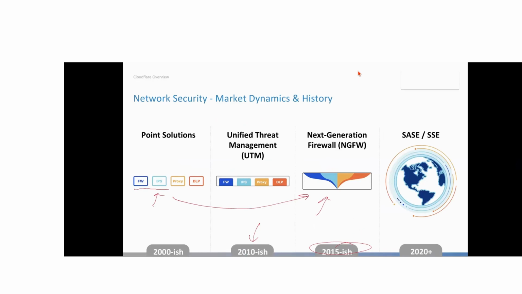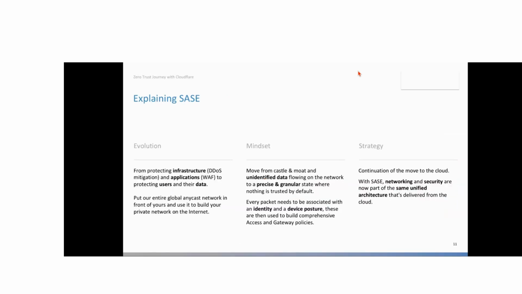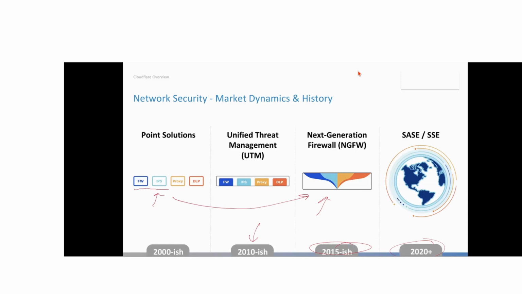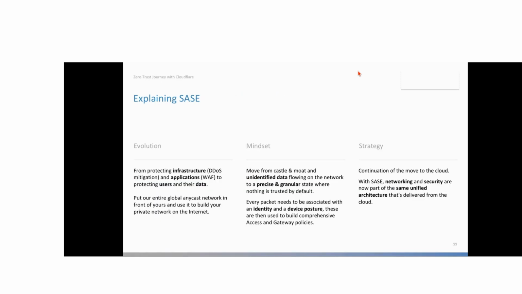Okay. And then now we got SASE, right? 2020 plus, where it's just one big cloud network now. There was a site that I had that showed, I gotta find that for you guys. Hold on. Anyways, now the evolution of SASE, we were protecting infrastructure, distributed denial of service attacks, applications, firewalls, and protecting users and data.